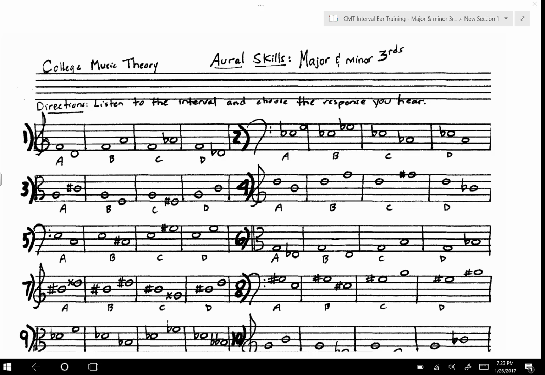And we are going to start. Circle the letter of the interval that you hear. Here is question number 1. Here is question number 2.